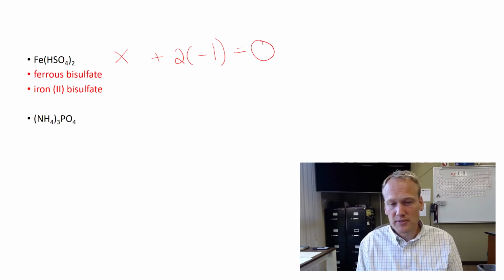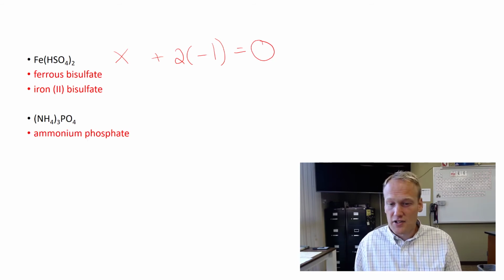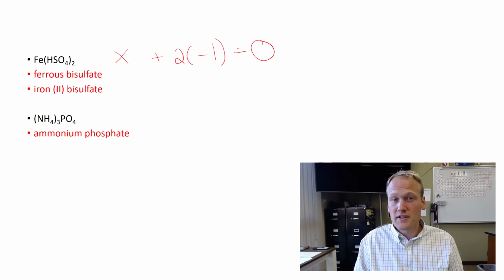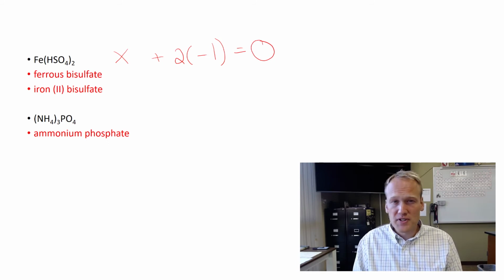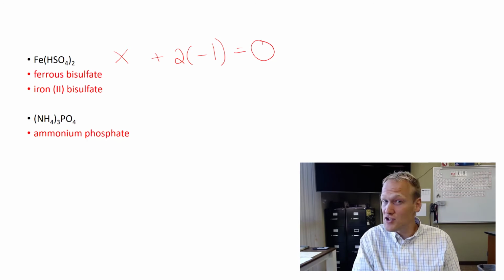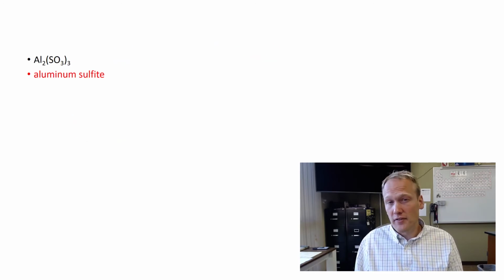Here's another example. NH4 is the polyatomic cation ammonium. We would just write ammonium. And then PO4 is the polyatomic anion phosphate. So we would just write phosphate. Notice there's no need for Roman numerals here. Ammonium only has one charge, +1, and therefore we can just write it down. Here's aluminum sulfite. Aluminum is only ever a +3. We do not need to clarify with a Roman numeral.